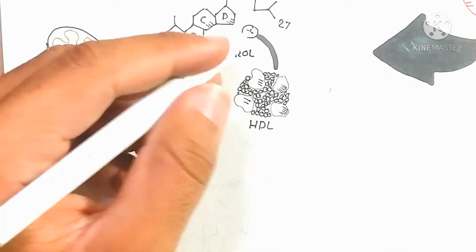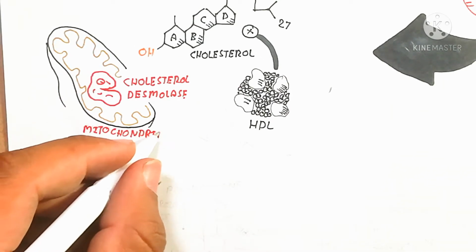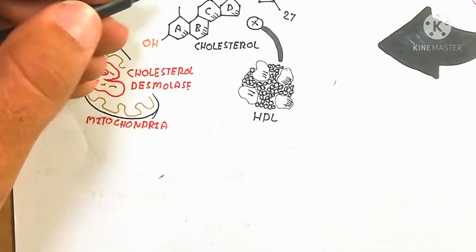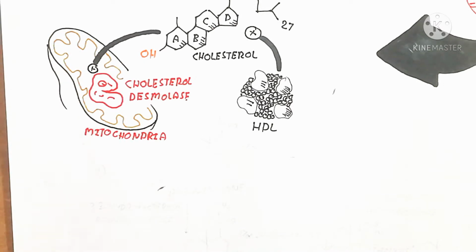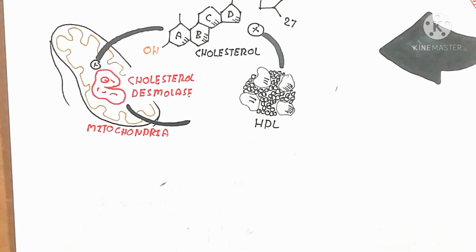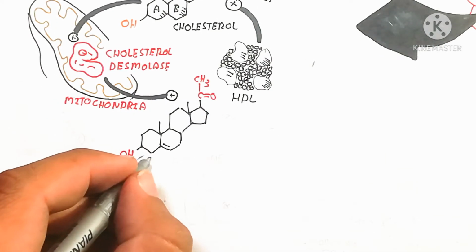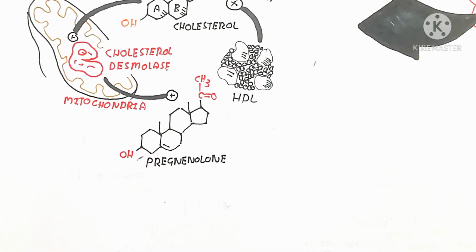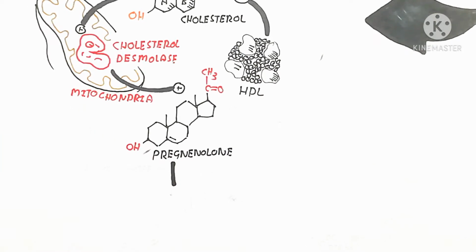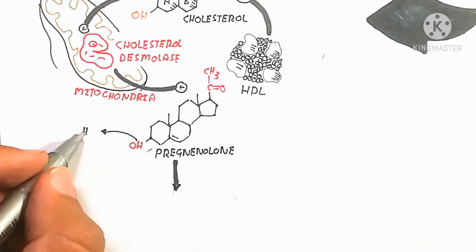So this cholesterol will enter into the mitochondria of the adrenal cell. The enzyme present in the mitochondria is known as cholesterol desmolase. This cholesterol desmolase is a mitochondrial enzyme which creates and releases pregnenolone. This pregnenolone is the first chemical change which will be formed.